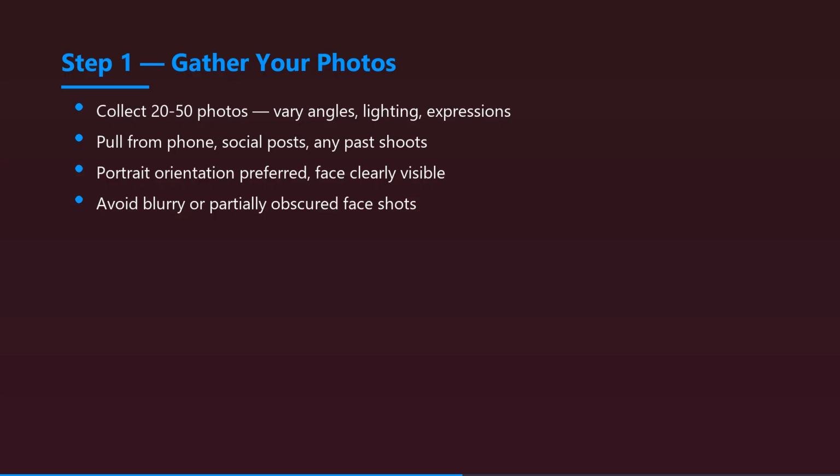Portrait orientation works best, but landscape is fine too. The face should be clearly visible in most of them. Blurry photos or photos where the face is far away or partially obscured will hurt your results. Once you have your photos collected, create a folder and name it something useful, the person's name or your brand name. You are going to upload this folder to Kling, so having it organized ahead of time saves confusion.